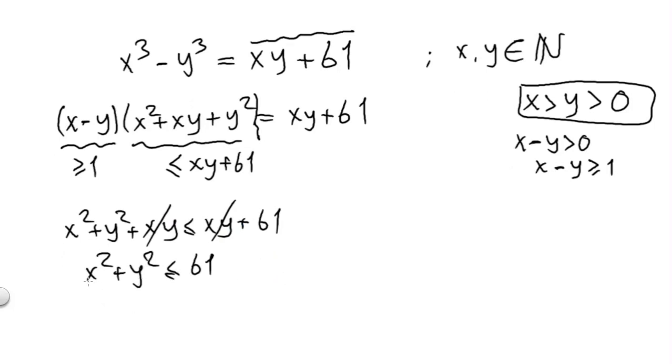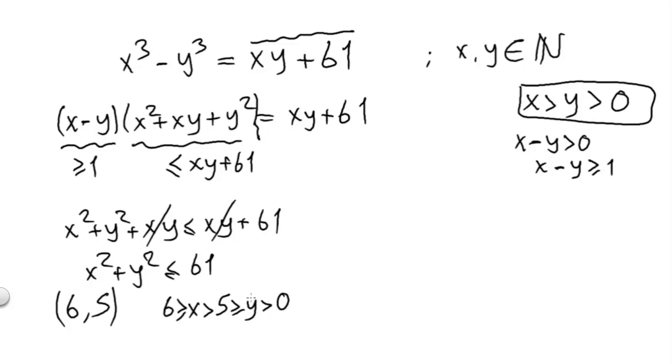For example, if I put x is 5, it's 25. If I put 6 for x, it's 36, plus 25 is exactly 61. So I know that 6 and 5 is, even if this is a solution, the biggest pair I can get. So here I can say that 6 is greater or equal than x, which is greater than y. So y can be just 5. So I can say 5 is greater or equal than y, bigger than 0.